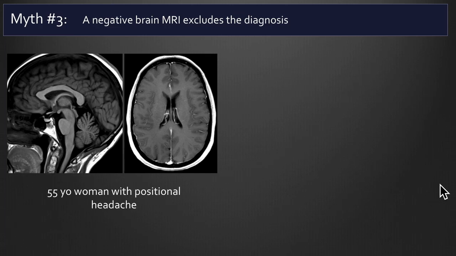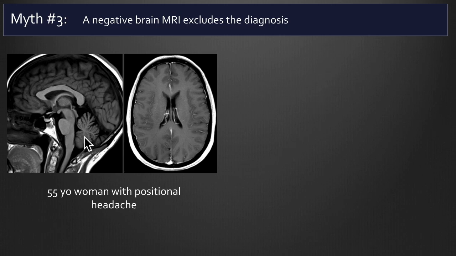Myth number three: a negative brain MRI excludes the diagnosis. I think that brain MRI is a great place to start. I think it's incredibly useful. It is specific, and it is reasonably good at detecting cases of intracranial hypotension, but it is certainly not perfect. And the longer patients have been symptomatic, the more likely it is that you'll have a false negative.